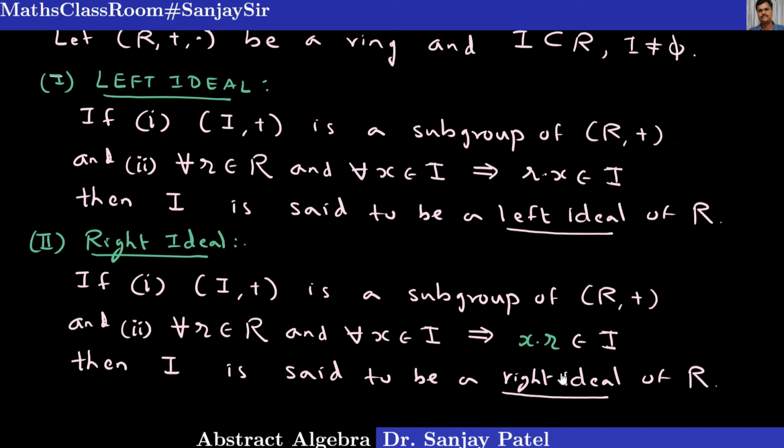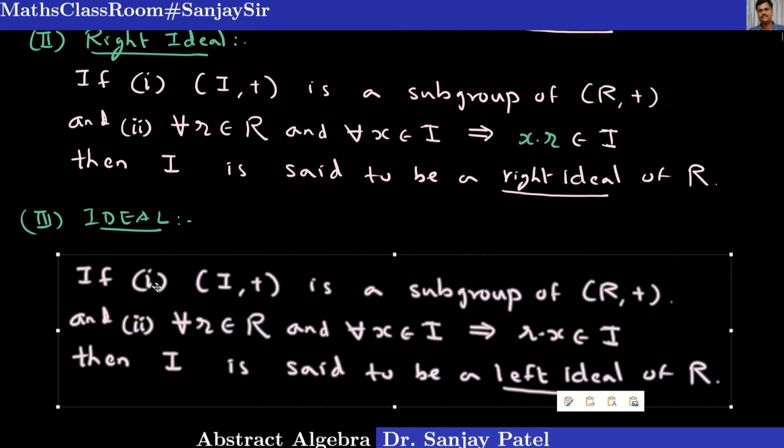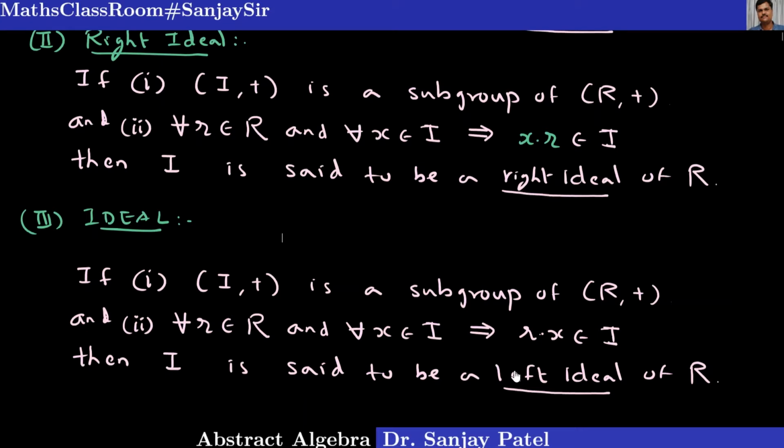Okay, and finally, if a set I is satisfying both the conditions, this condition as well as this condition, then it is said to be an ideal, simply ideal or two-sided ideal. So that is our third definition. So let me write the third thing, definition of ideal. Okay, so it goes like this. Again, I will just paste that thing and modify only a few things in these conditions.